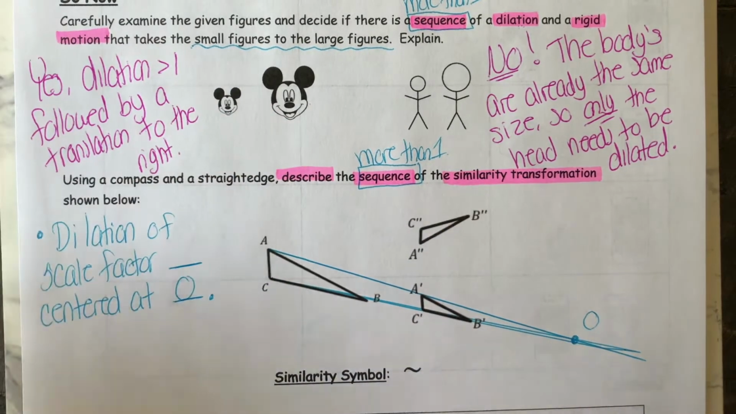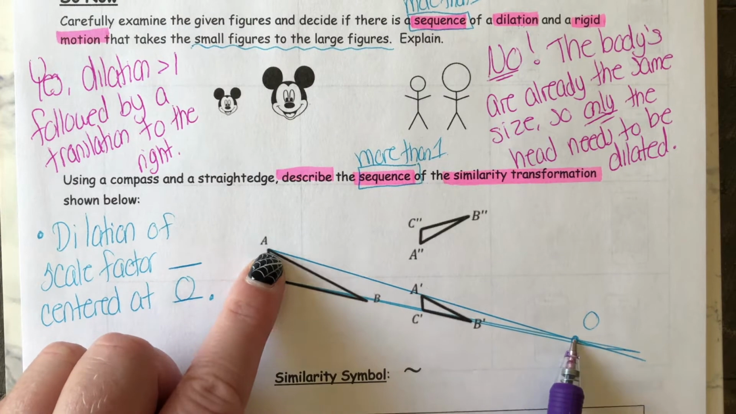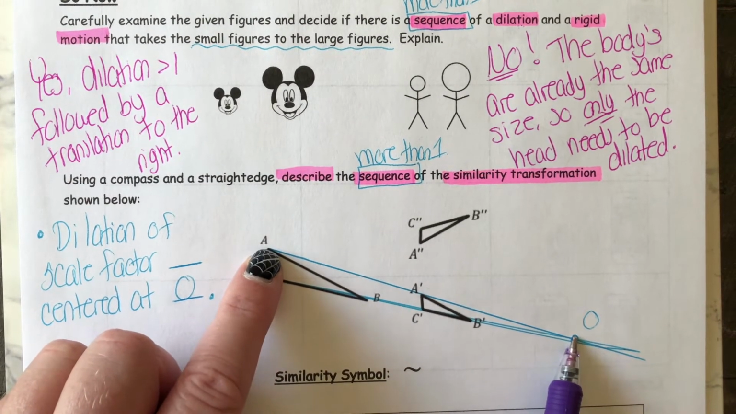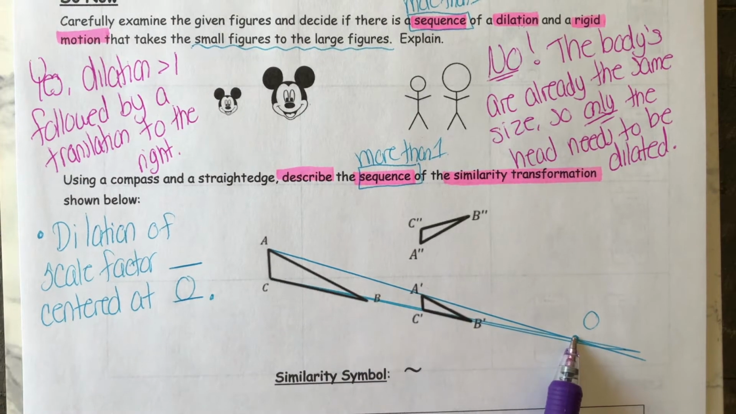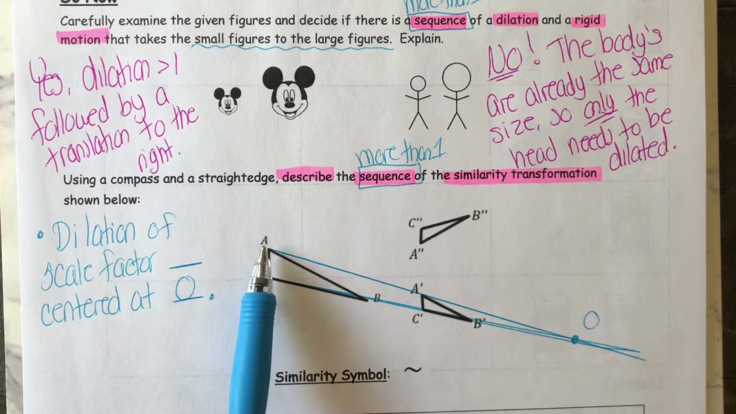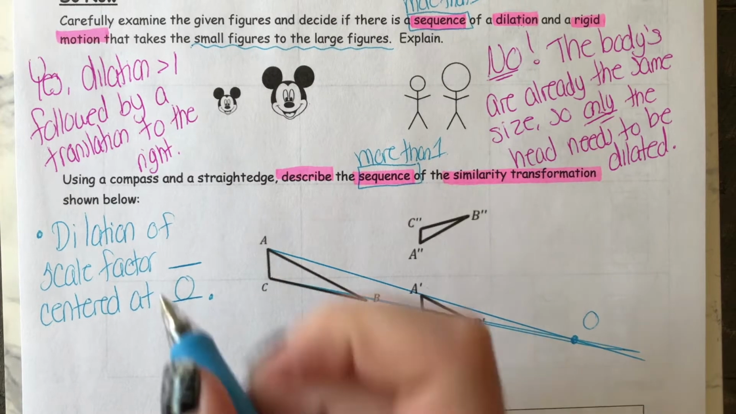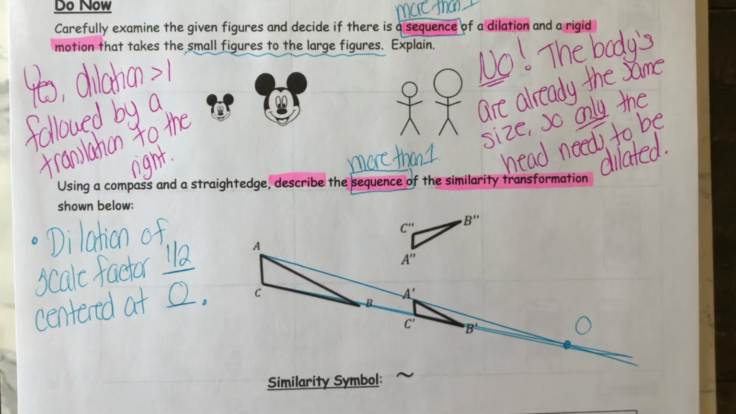Well, this is telling me that the length of O to A is double the length of O to A prime. I know that my scale factor has to be less than 1 because my triangle is getting smaller. So instead of doubling the length, it looks like I am now halving the length. So the scale factor would be 1/2. So that was our first transformation.